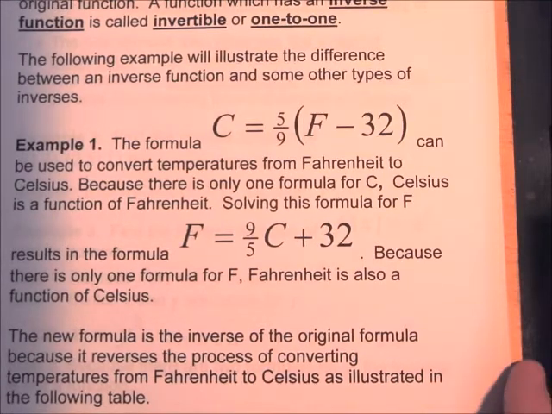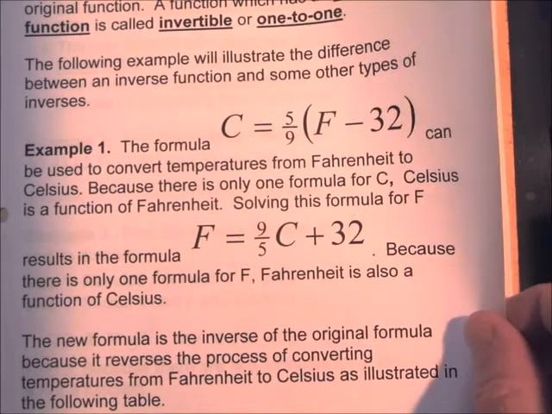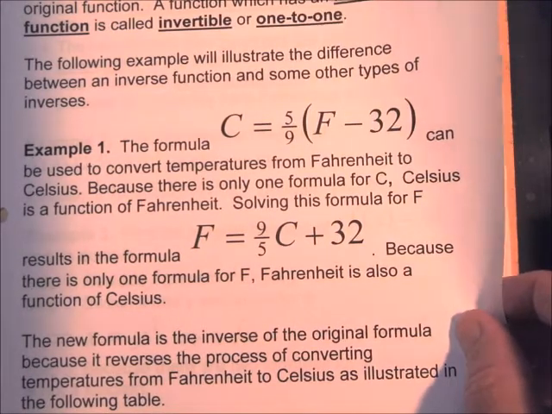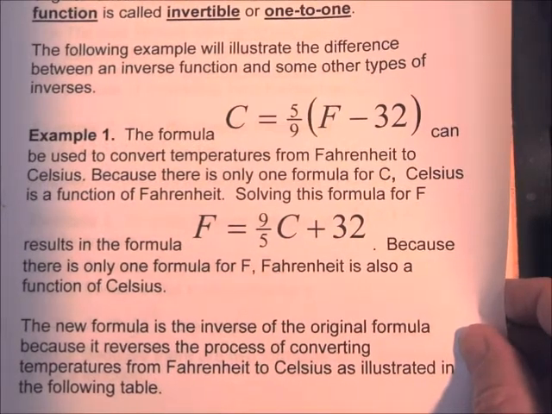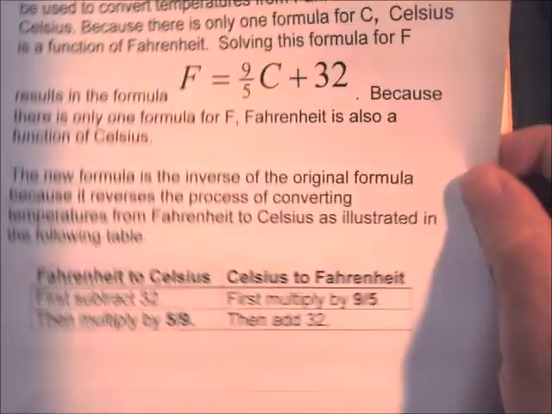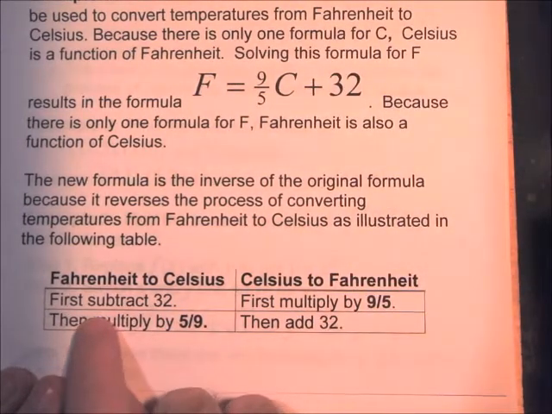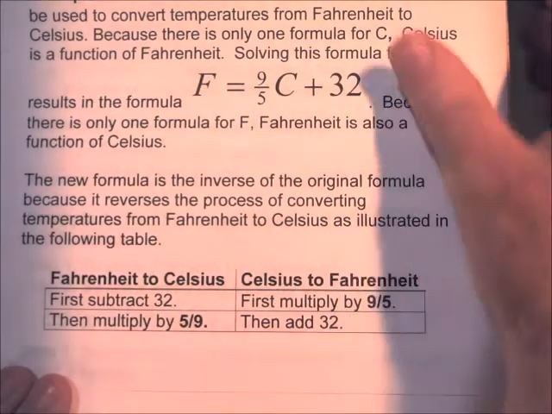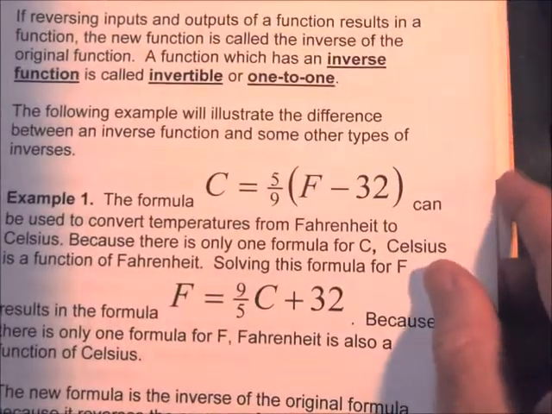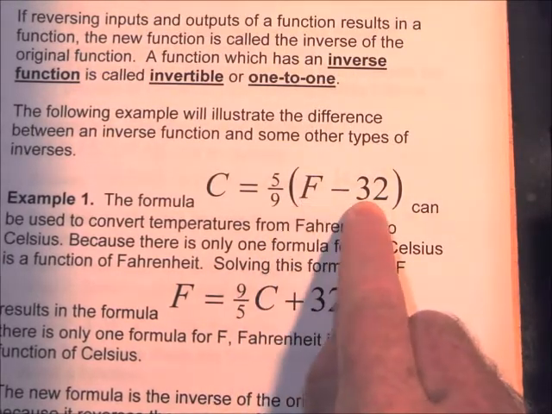The new formula is the inverse of the original formula because it reverses the process of converting temperature from Fahrenheit to Celsius, as illustrated in this table here. If you're converting from Fahrenheit to Celsius, you first subtract 32. So you look at the formula inside parentheses, we have F minus 32. You first do what's inside parentheses. So that's the first thing we do, is subtract 32.